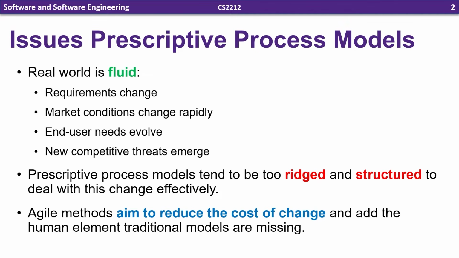As we talked about with those last slides, there are some issues with the prescriptive process models we covered, and all prescriptive process models in general. And those all stem from the real world being fluid. Requirements change, market conditions change rapidly, end users' needs evolve, and new competitive threats emerge. The problem with these prescriptive models is that they tend to be too rigid and structured to deal with this change effectively. So agile methods aim to reduce the cost of this change.